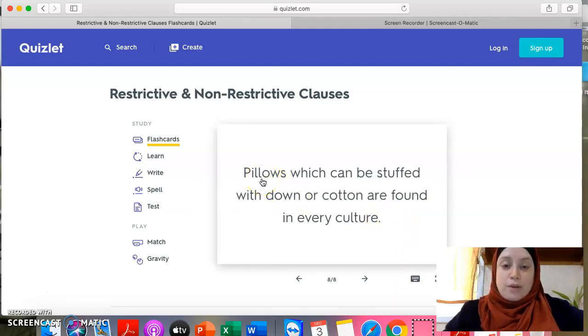We have "Pillows which can be stuffed with down or cotton are found in every culture." We have a restrictive clause using the word "which." We have no indication of commas, so therefore we can see that pillows being stuffed with down or cotton are found in every culture is useful to the meaning of the sentence.